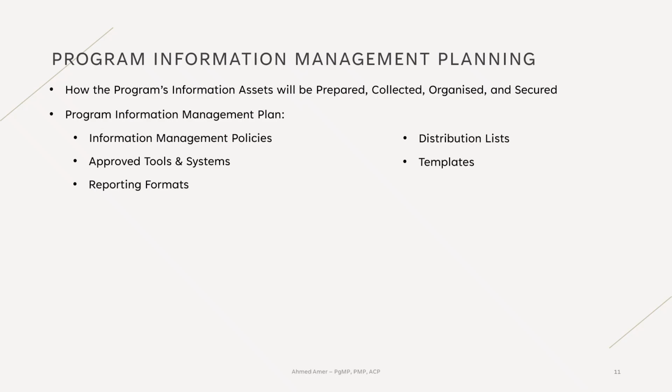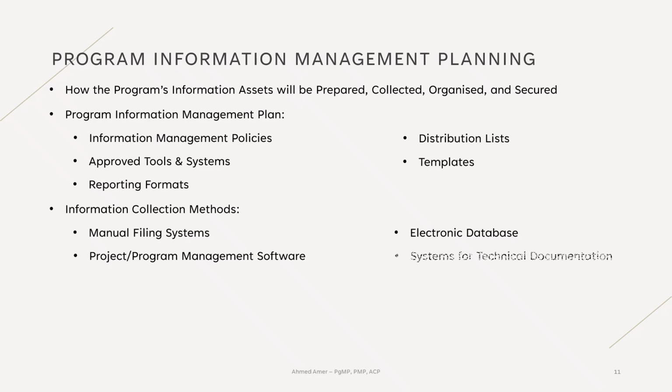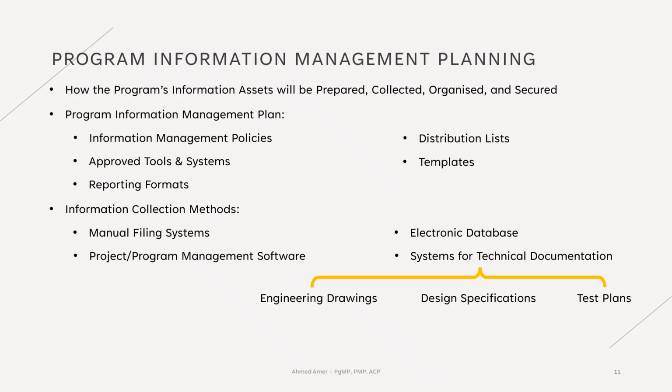These elements help the program team stay consistent and avoid the chaos of everyone using different spreadsheets, formats, or storage locations. To support this plan, information is gathered and stored using a number of different systems. This can include manual filing systems, electronic databases, project and program management software, and systems and repositories for technical documentation like engineering drawings, design specifications, and test plans.